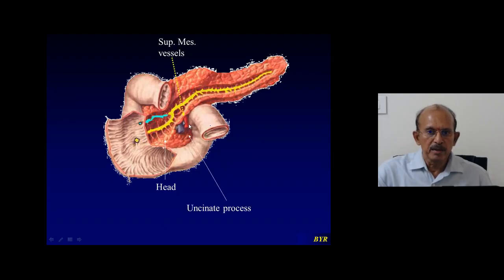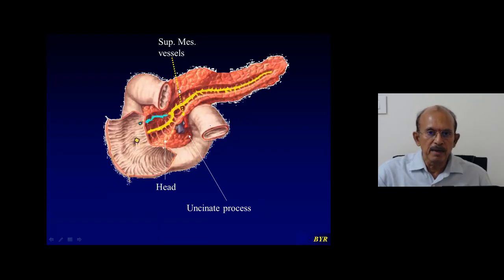You can see here the superior mesenteric vessels. So they come from the aorta. Aorta will be somewhere here. So from the aorta, the superior mesenteric vessels arise. So all these things are there behind the pancreas. And the superior mesenteric vessels, which arise from the aorta, come behind the pancreas and then travel in front of this tongue-like process. So this tongue-like process is called the uncinate process.